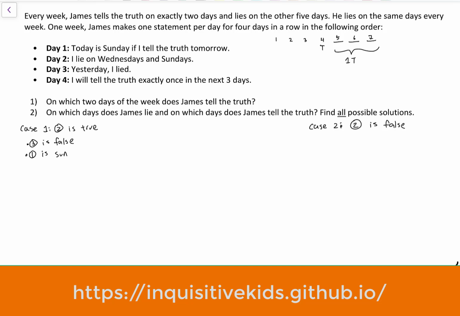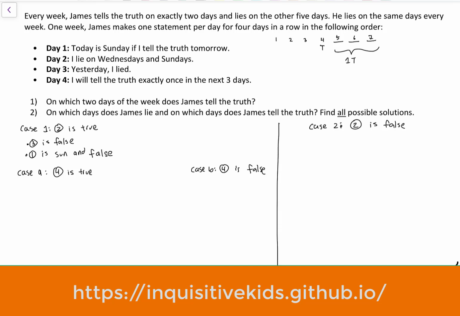So statement 1 is Sunday and false. Now we know that statement 3 and statement 1 are both false. All we have to do now is determine statement 4. So from here we have 2 subcases. The first case, case A, is that statement 4 is true. Our second case, case B, is that statement 4 is false.